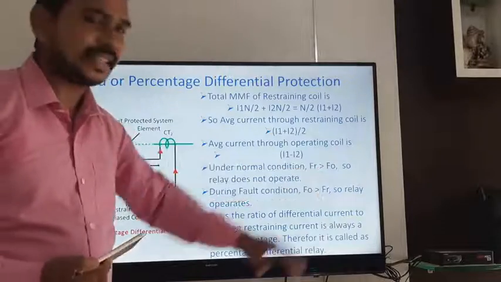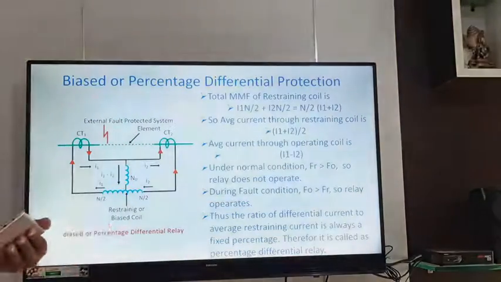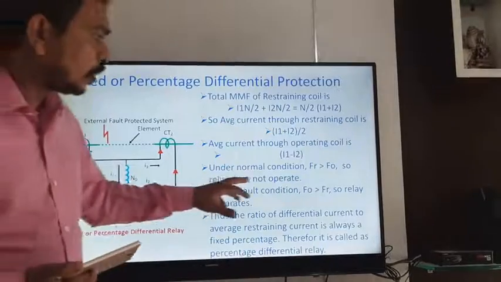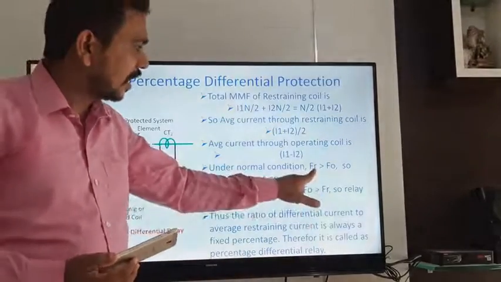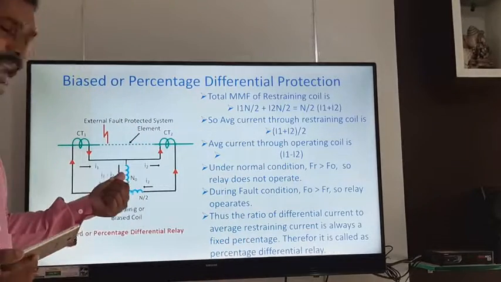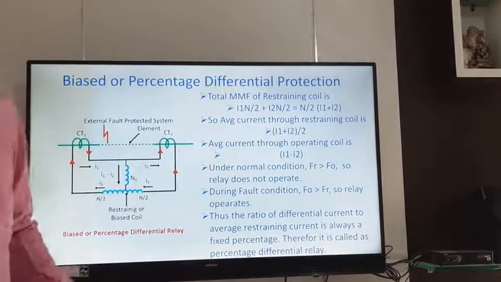So this restraining coil restrains the relay from operating, or it opposes the operation of the relay. So Fr is greater than FO, which means this restraining coil will not allow the operating coil to operate.